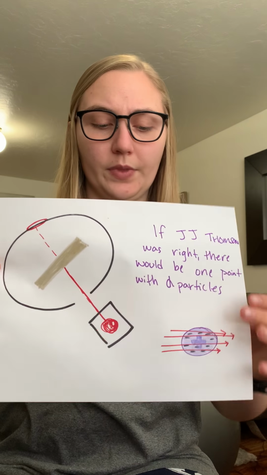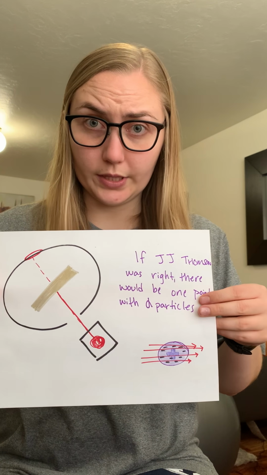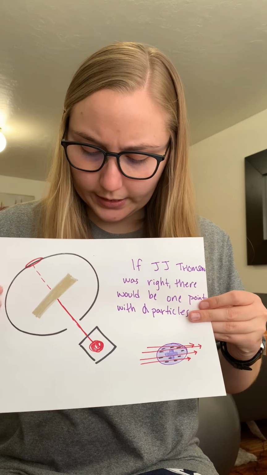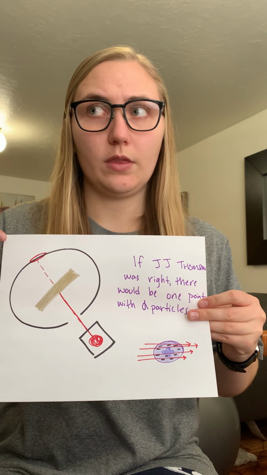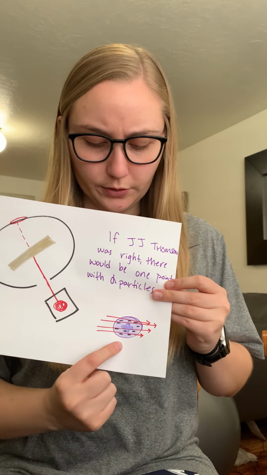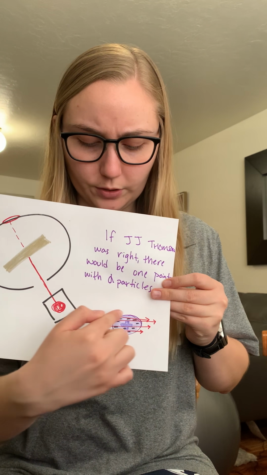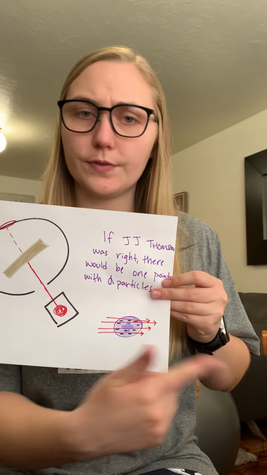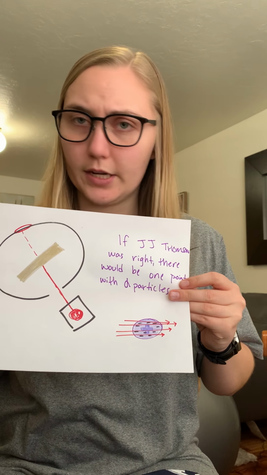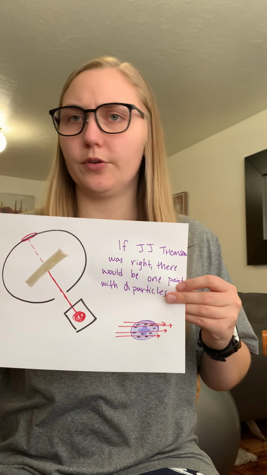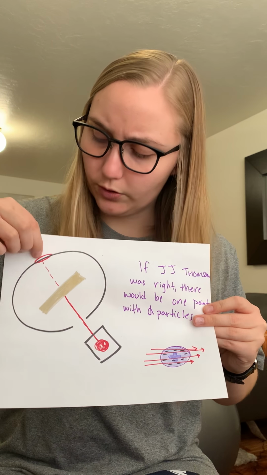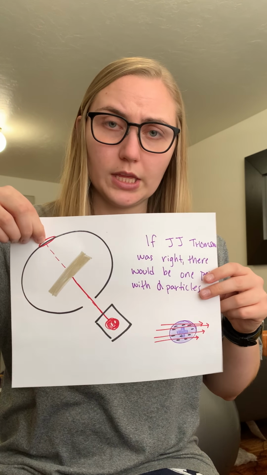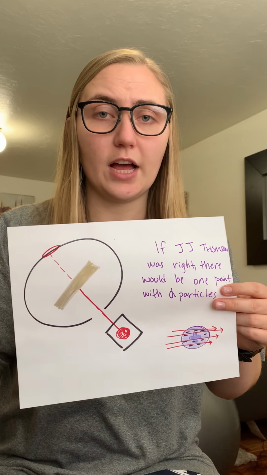If J.J. Thomson was correct, this is the result they expected. They expected to see the alpha particles go straight through the gold foil. This is a close-up of what would be happening, because if it's just a cloud, those alpha particles are just going to move straight through it, right? They're not going to be repelled anywhere. They're not going to clash with anything. They're just going to move through. So they expected to see only one spot on the screen that was hit by the alpha particles.